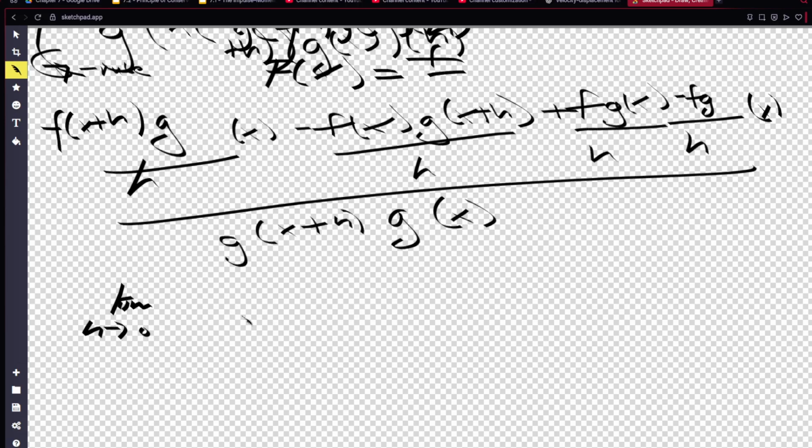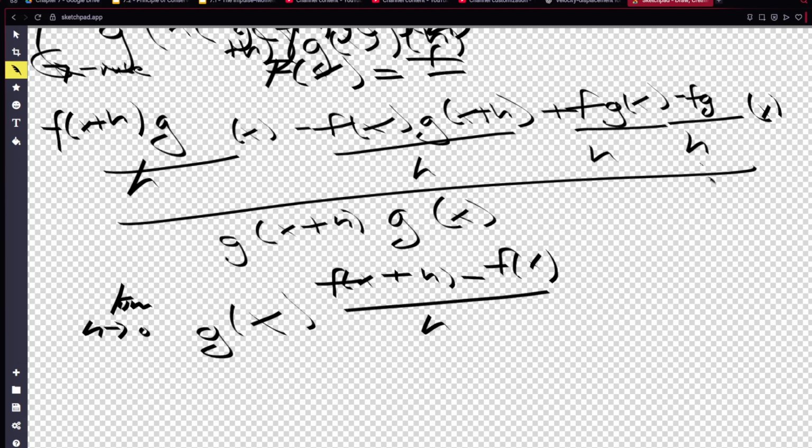So limit as h goes to 0, and we're going to factor out a g of x from the f of x plus h. So again, we can factor out a g of x here. So it's f of x plus h minus f of x over h, the g of x we factor out from here. They're like terms, so we can just do that.